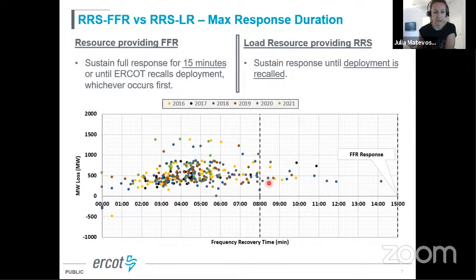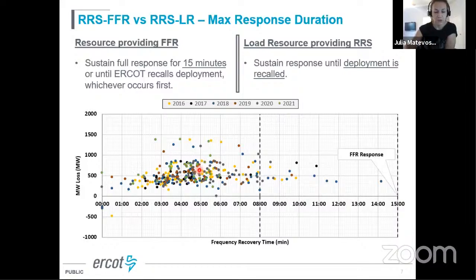Then the second chart here shows the duration of frequency events in ERCOT, again for the same period of time in history, and again, loss in megawatts is on the y-axis. And you can see that frequency events barely last 15 minutes. All of the events are shorter than that. And that should be reassuring for batteries providing FFR. That means they will barely ever be deployed for the entire 15 minutes. And most of the events are less than 8 minutes.